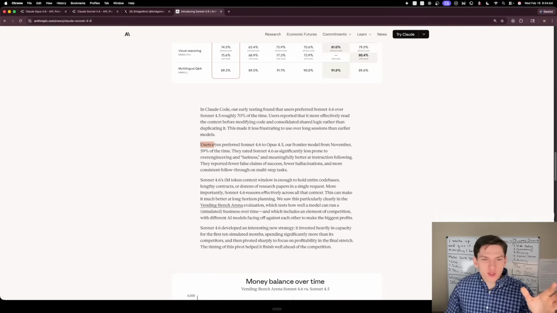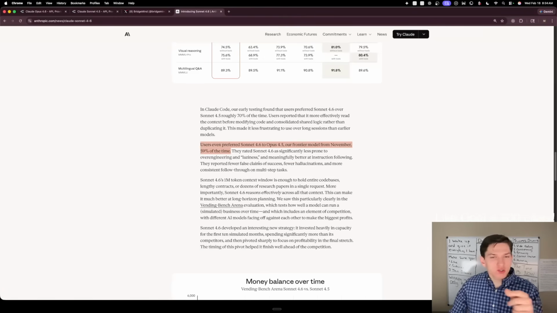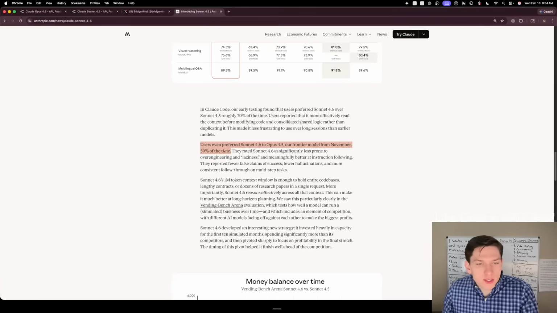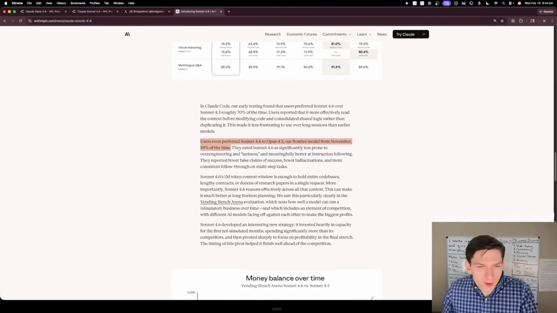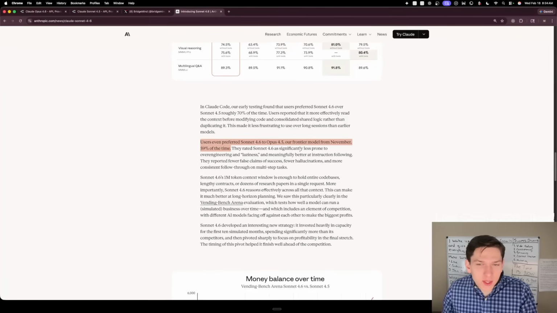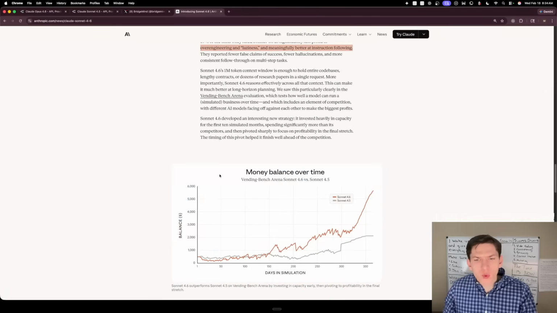Another thing that they emphasized is that users preferred Sonnet 4.6 to Opus 4.5, their frontier model from November, 59% of the time. This is really interesting that they said this. So 59% of the time, people actually preferred this model, and they rated it as significantly less prone to over-engineering and laziness. So that's very, very interesting. It means that it's better at instruction following, okay? So that's another important thing.